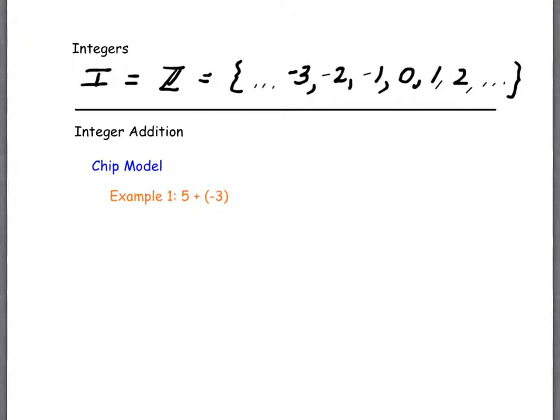Okay. So we're going to talk about integer addition, and the first model is the chip model. All right, so the chip model looks something like this. We're going to use the example 5 plus -3. So the first thing I want you to do is to draw a circle. Inside of our circle, we're going to have chips, and our chips are going to be either positive or negative.